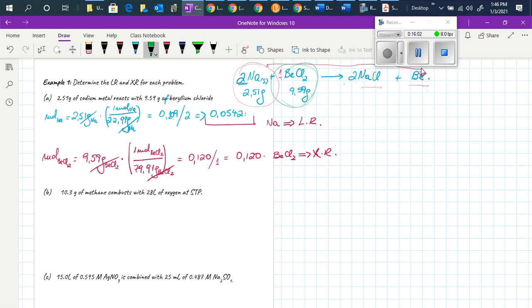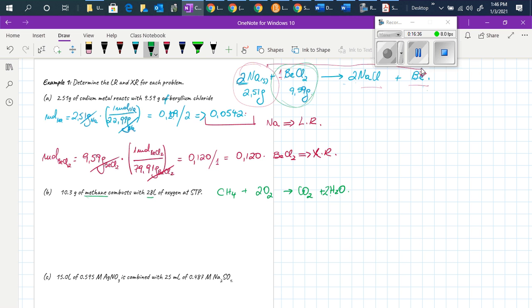Therefore, the other one is the excess reactant. So this one here, moles, what we have is methane is combusted with 28 liters of oxygen at STP conditions. So the reaction is CH4 plus oxygen gives carbon dioxide and water.